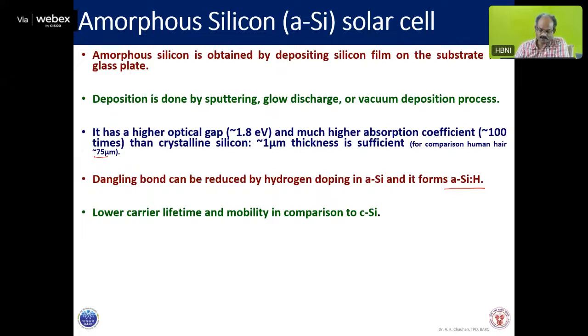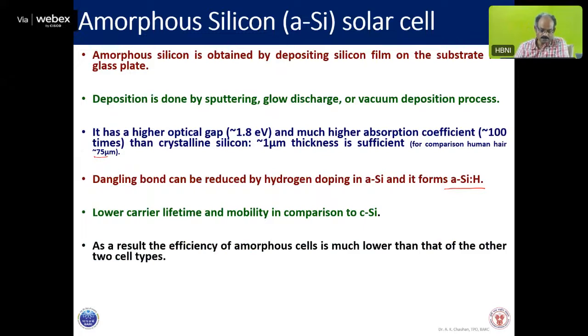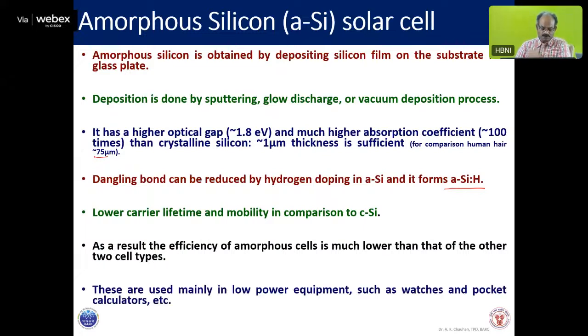It has lower carrier lifetime and mobility in comparison to crystalline silicon. As a result, the efficiency of the amorphous cell is much lower than that of the other two types. These are used mainly in low power equipment such as watches and pocket calculators. In calculators, if you see, there is a small solar cell at the top of it. Those are the amorphous silicon solar cells developed on the basis of thin film technology.